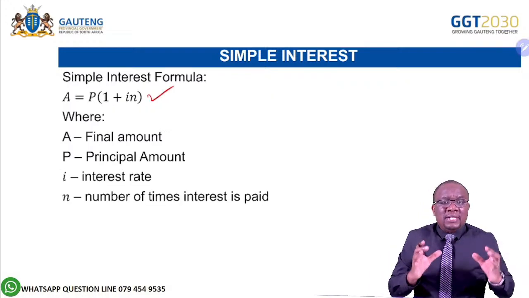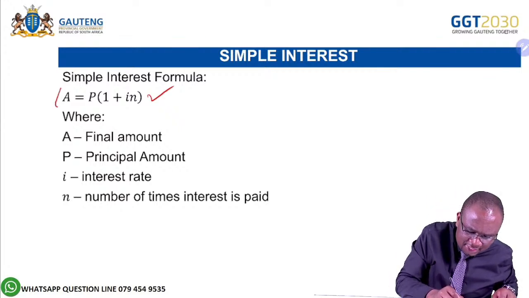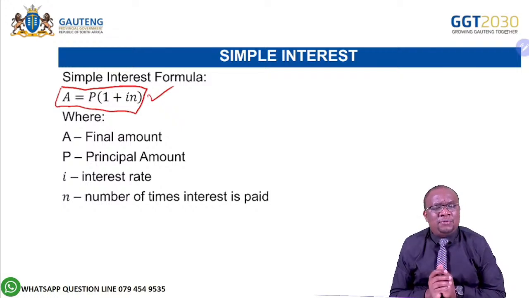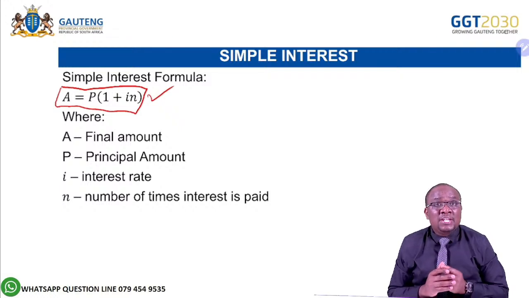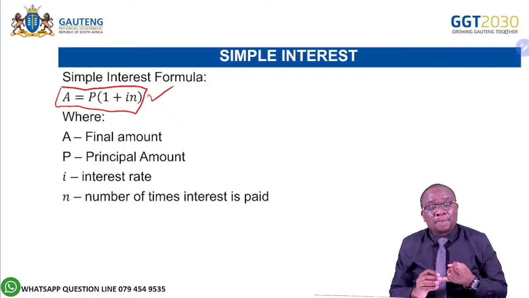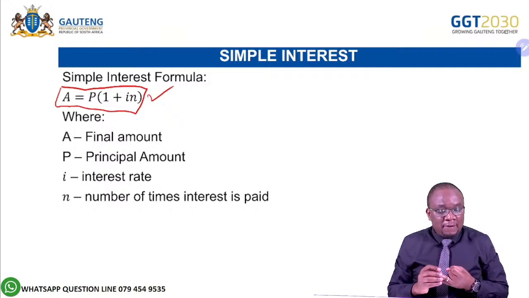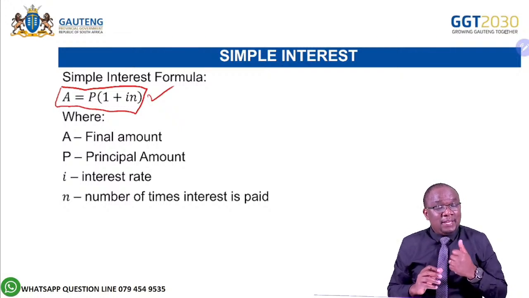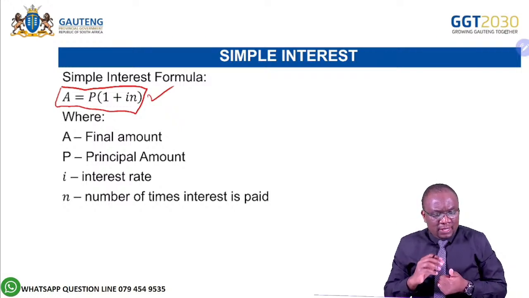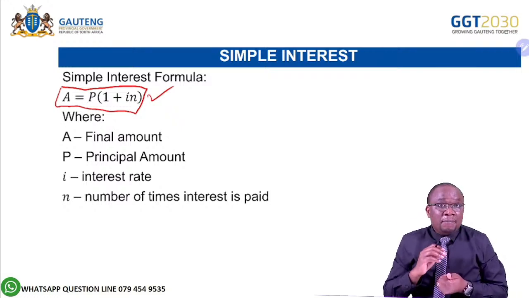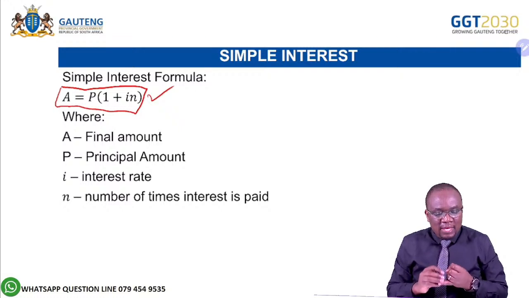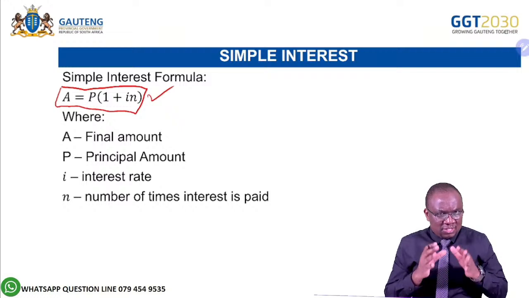Right, so now we have our formula for simple interest. It's not about finding A only. You can be asked to find A, P, I, or N for simple interest. N for compound interest, we're going to do later in grade 12. But for simple interest, all four variables, A, P, I, and N, you should be able to find. So that's what we're going to do.